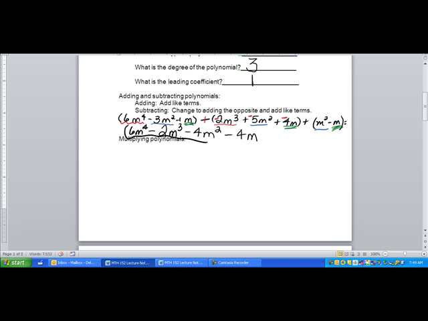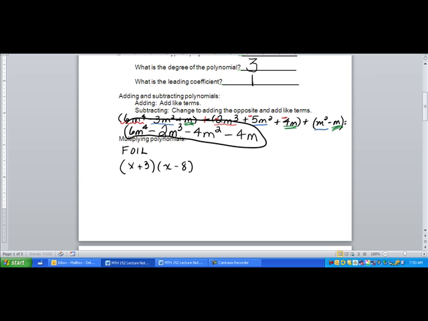So the key is we can just add the like terms, except when we have a subtraction, we want to distribute that over the entire polynomial. Distribute the negative, change it to adding the opposite. Now, in multiplying our polynomials, we'll start with FOIL. This is when you're multiplying two binomials. And let's take x plus 3 times x minus 8.